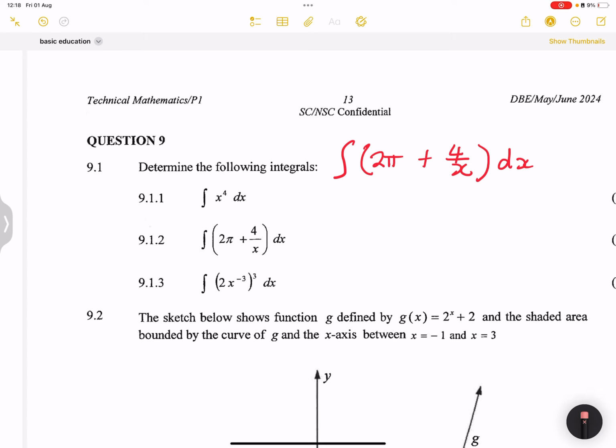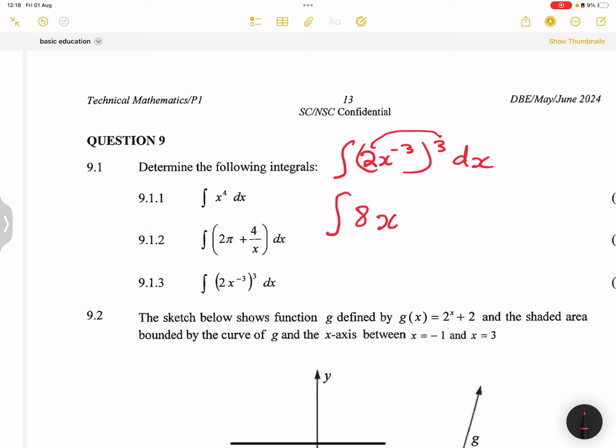Right, let's go to the very last one. The very last one is 2x to the power minus 3, and we are raising this to the exponent of 3, dx. Please, again, we need to keep this in mind. It means that we're going to say 2 to the exponent of 3. We need to simplify that first, which gives us 8. And then x to the exponent of minus 3 times 3, that will give us minus 9.